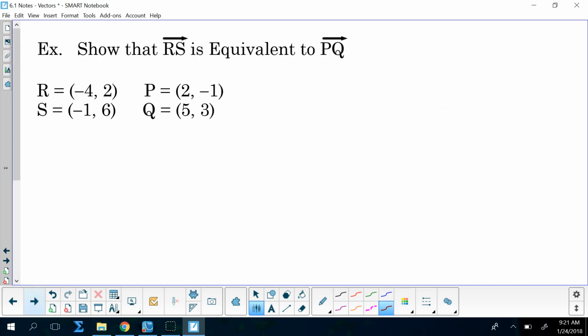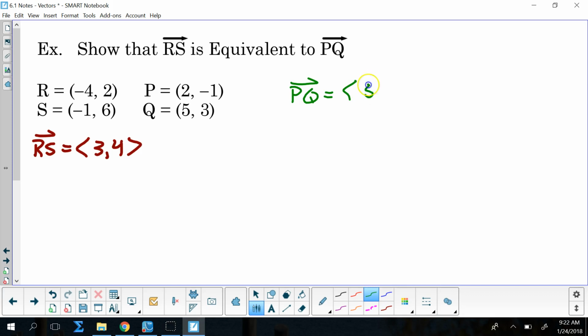I'm asking you to now figure out, we figured RS out already. That was 3, 4. You tell me if RS is equivalent to PQ. In vector PQ, which one's the head, which one's the tail? Q is the head, P is the tail. So that's going to be 5 minus 2 and 3 minus negative 1.